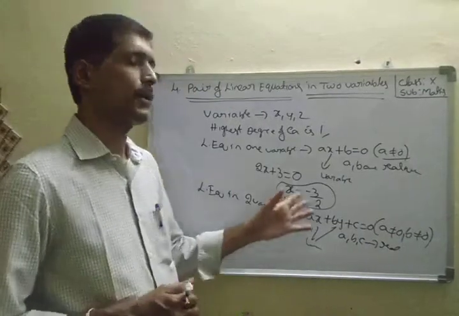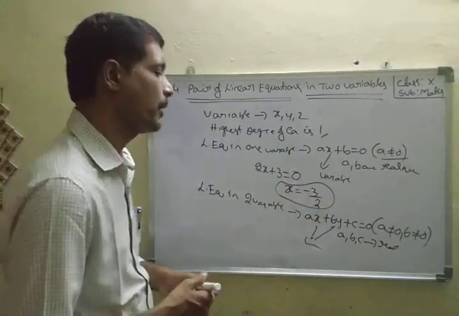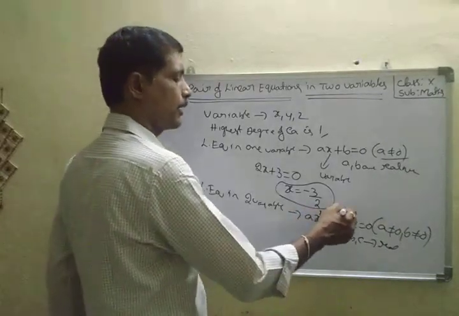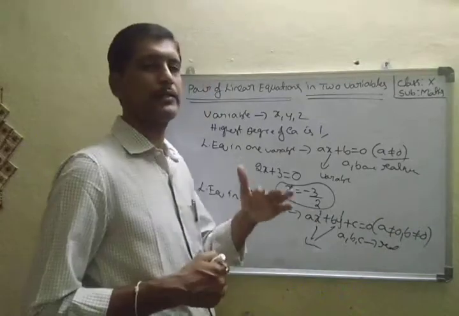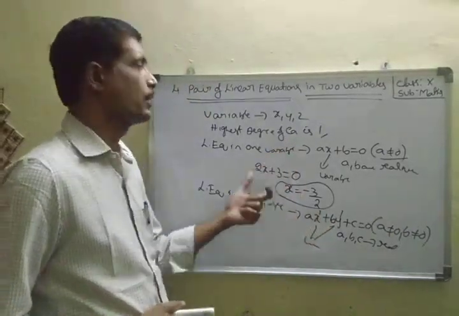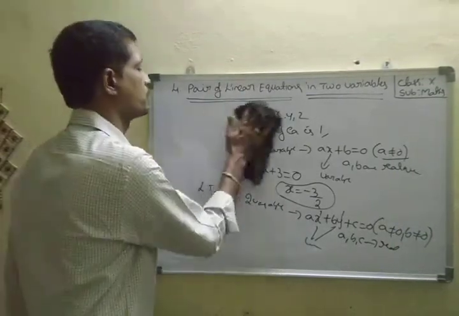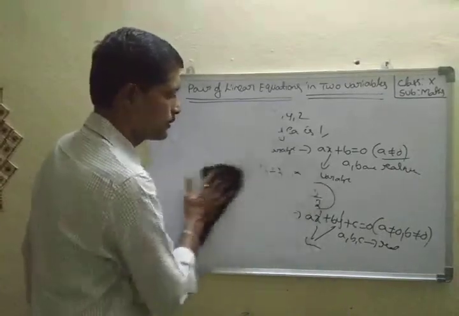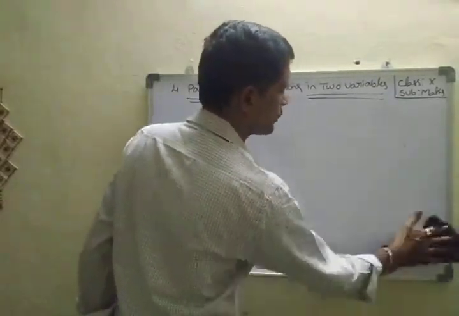Here how many variables? That is two variables. Therefore that is called a linear equation in two variables. What is the highest power here? Here the power is 1, here the power is also 1. The power means exponent or degree. Highest degree is only 1. That is called a linear equation in two variables. Pair means two equations. How many solutions? An infinite number of solutions.